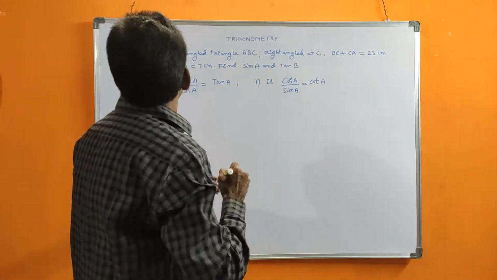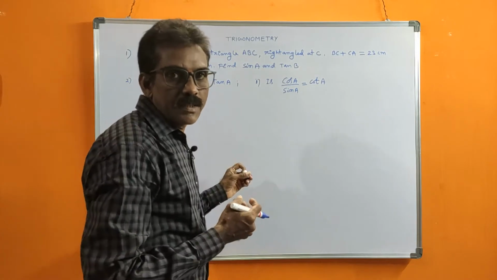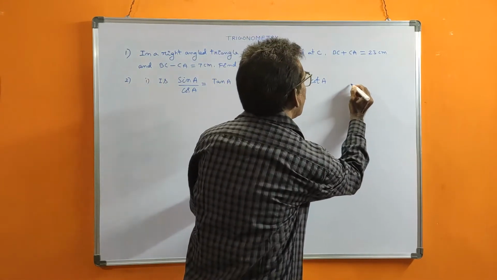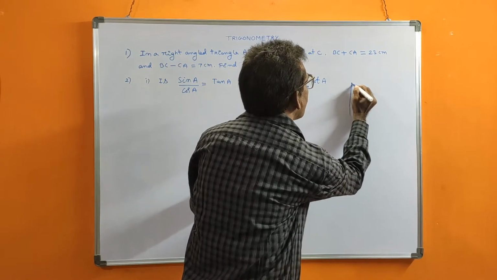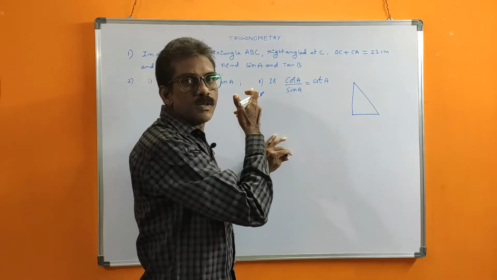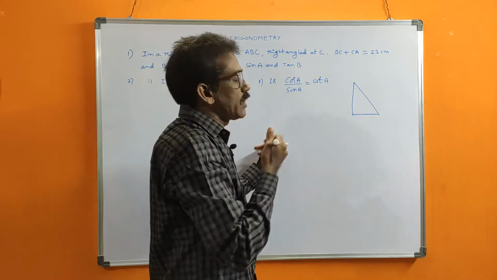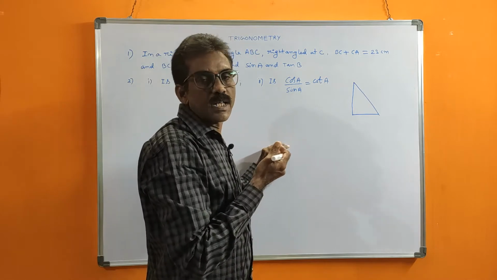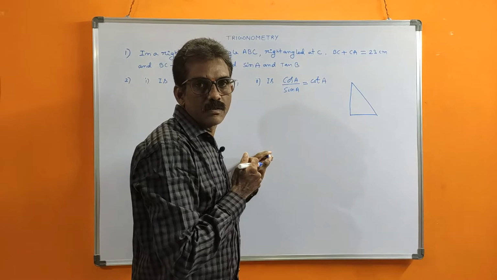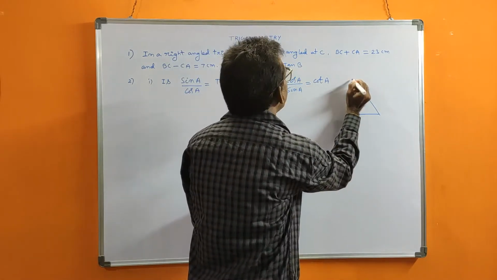Now in this, it is a right angle triangle, and the name of the triangle is ABC. So we should consider a right angle triangle ABC only. If no names are given, then we can take any triangle, PQR or XYZ. But since the names are also given, that triangle only we should take.